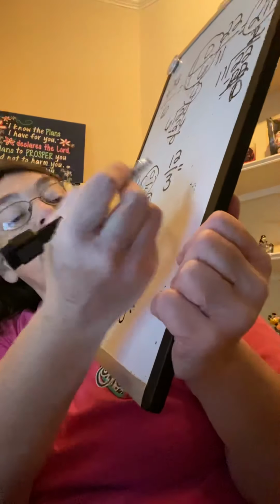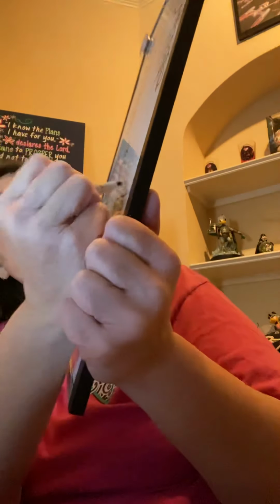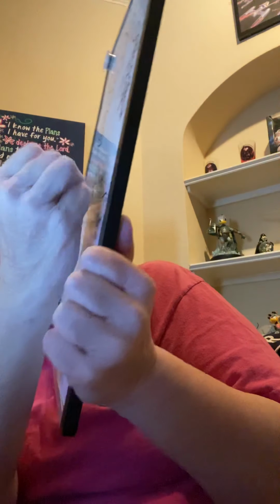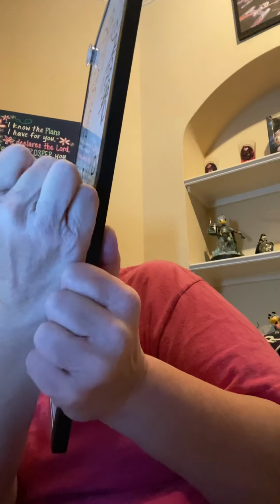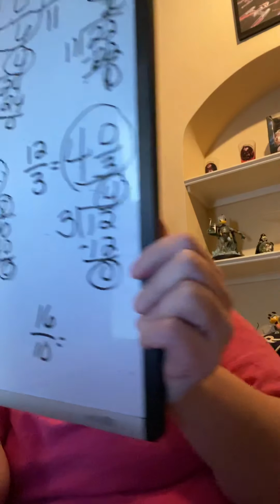All right, the next one. 3 divided into 12. 3 goes into 12 4 times. It leaves me a 0 remainder. This on the top, again, becomes my whole number, 4. This 0 becomes my numerator, and my denominator stays the same. So I get 4, or 4 and 0 over 3.